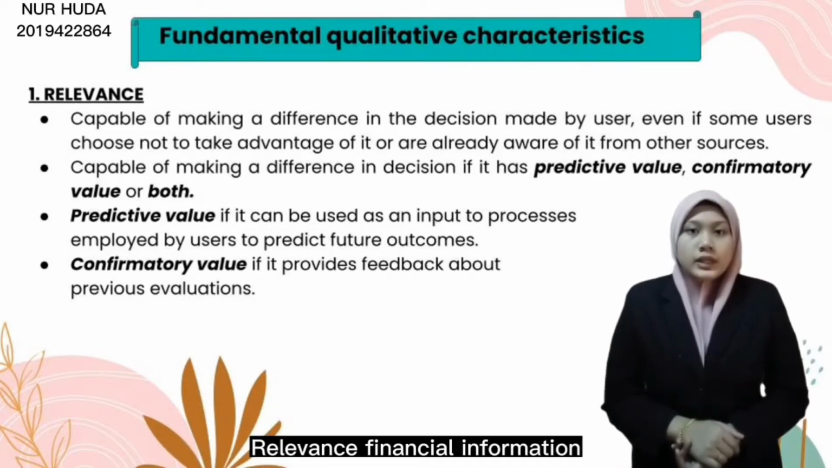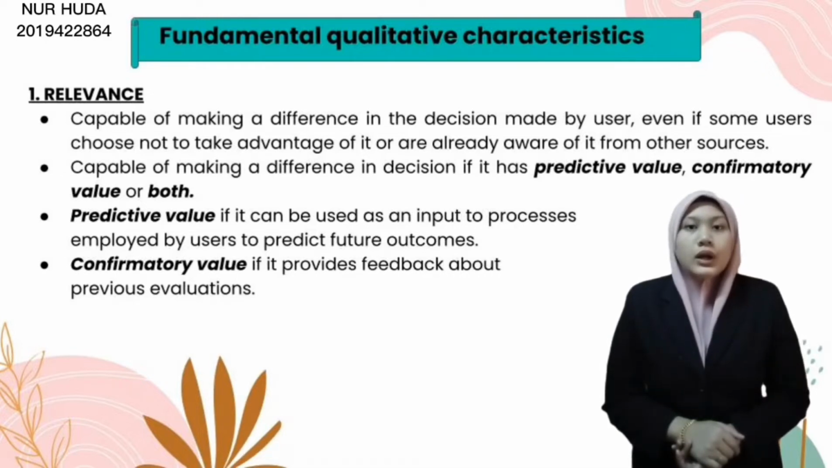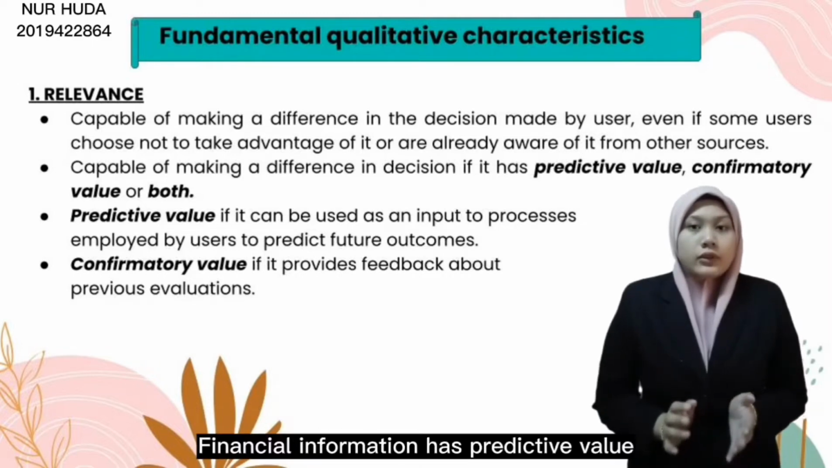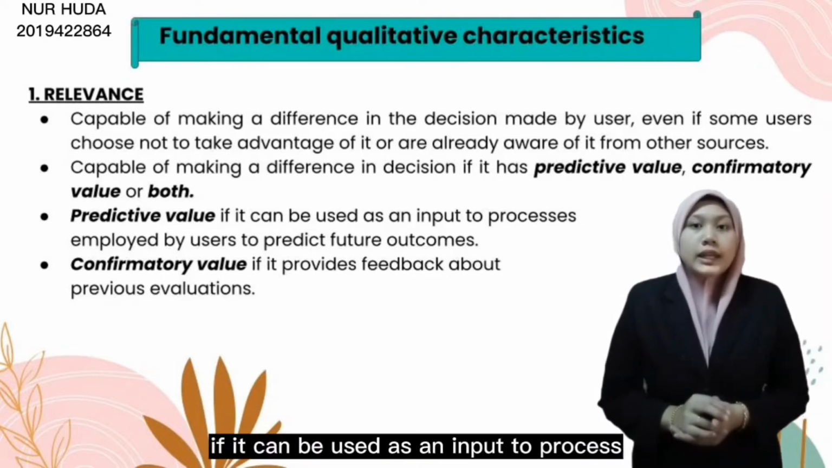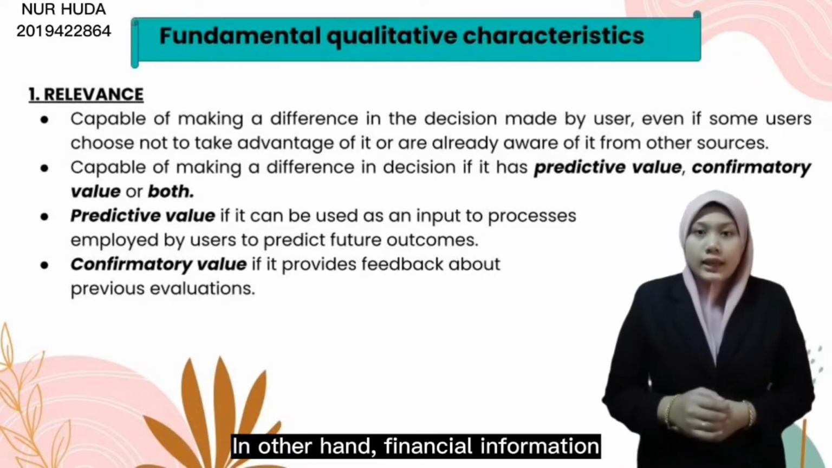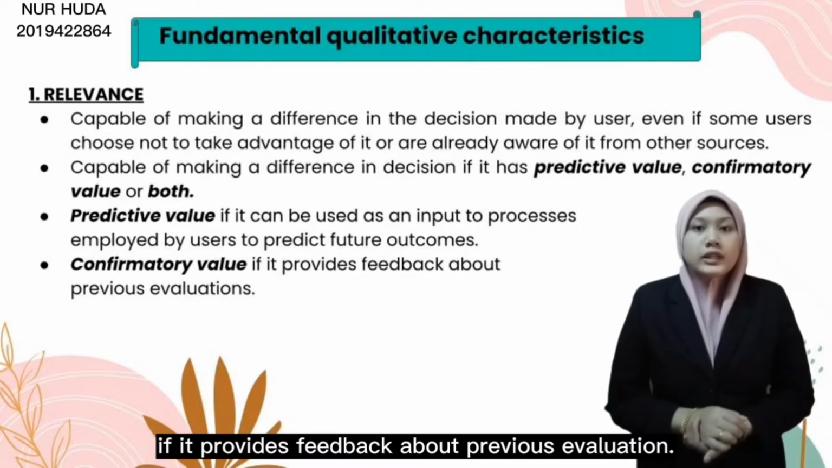Relevant financial information can make a difference in decisions if it has predictive value, confirmatory value, or both. Financial information has predictive value if it can be used as an input to processes employed by users to predict future outcomes. On the other hand, financial information has confirmatory value if it provides feedback about previous evaluations.